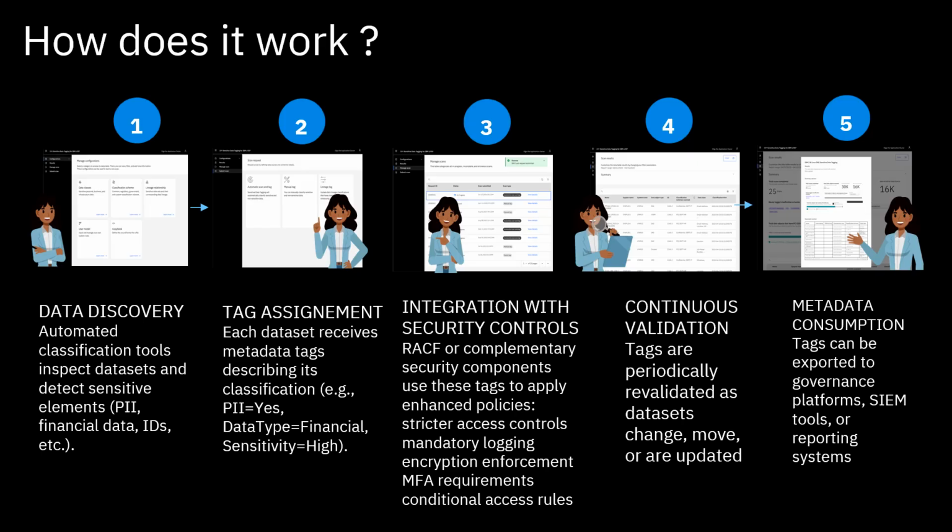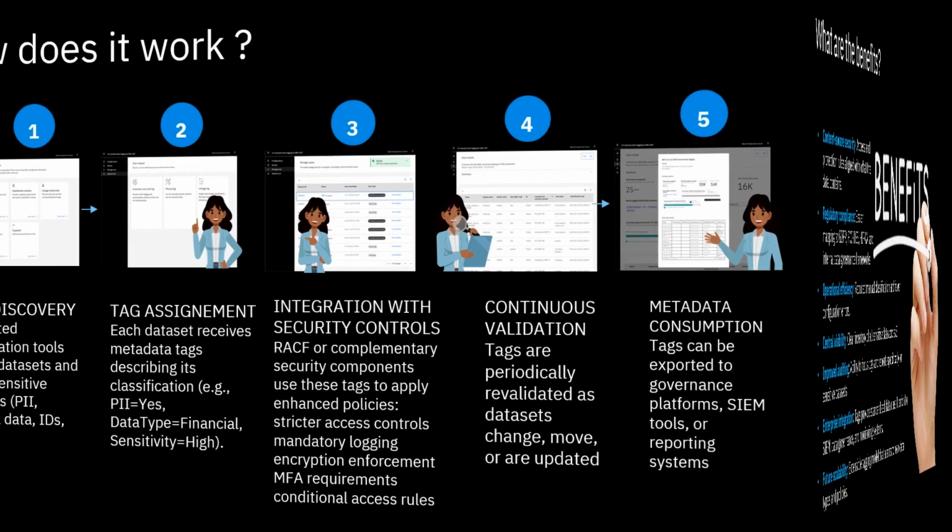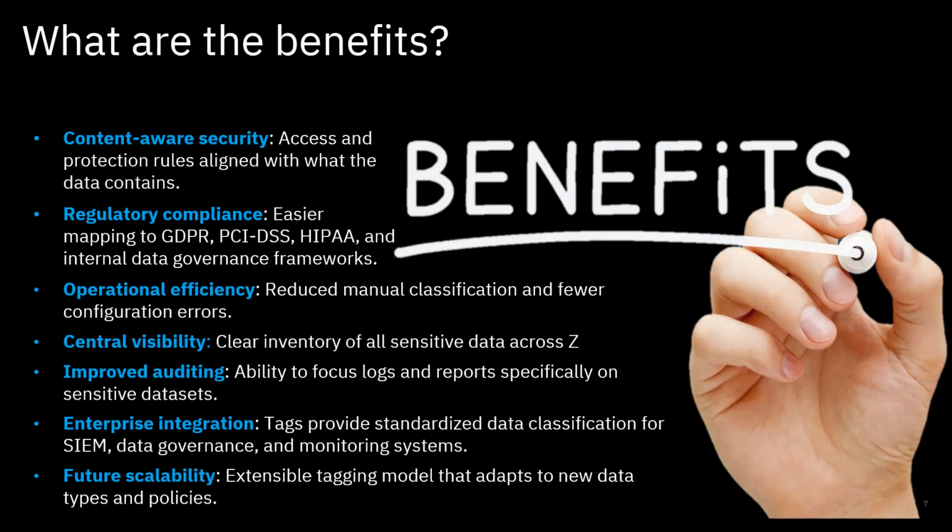Finally, the metadata tags can be exported to governance platforms, security monitoring tools such as SIEM, or reporting systems, enabling centralized and transparent management of sensitive data. Implementing a content-aware data tagging system aligns security controls directly with what each dataset actually contains. Instead of relying on static or manually assigned classifications, policies become dynamically driven by the true nature of the data, reducing misclassification and improving enforcement accuracy.